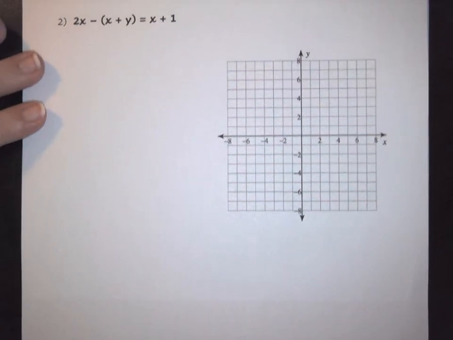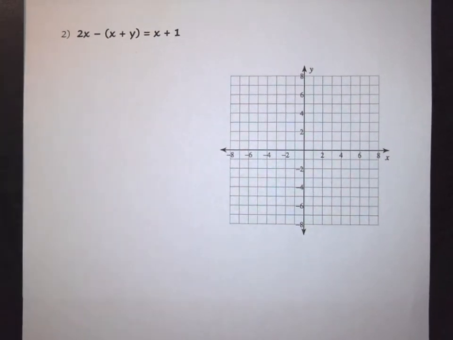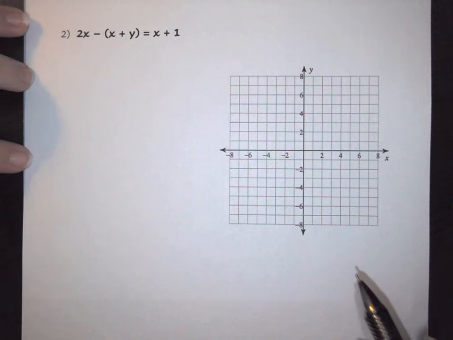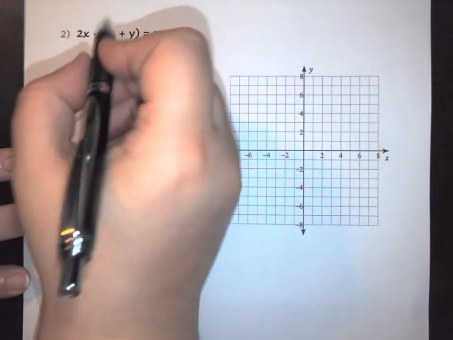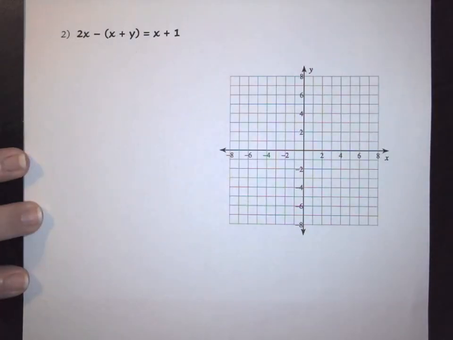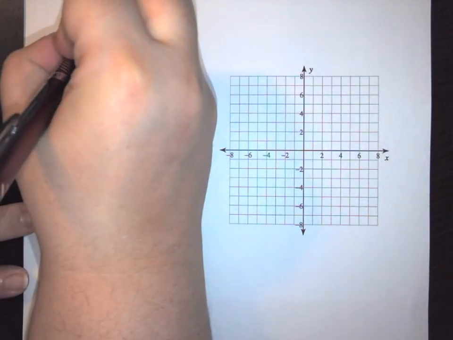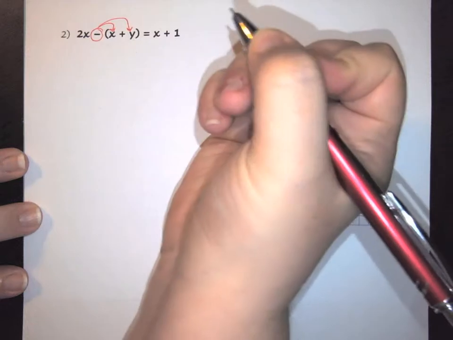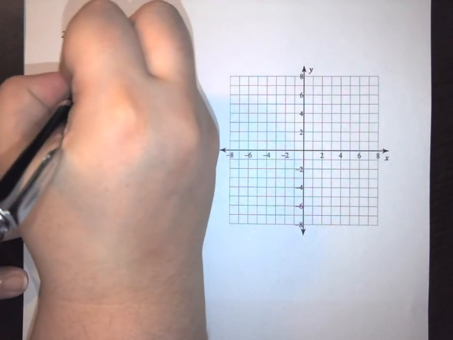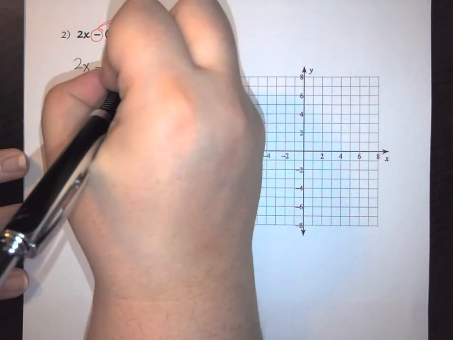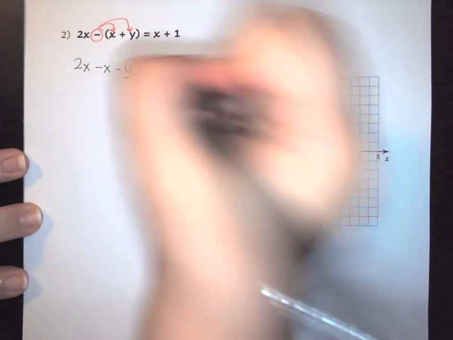In this problem you can see that I don't exactly have standard form, nor do I have slope-intercept form, and so what I want to do here is rearrange the equation into one of those two forms. Okay, so I'm going to do that by first combining my terms. So I'm going to take my negative here and I'm going to put it into my parentheses. So here this is going to be my 2x minus x minus y is equal to x plus 1.